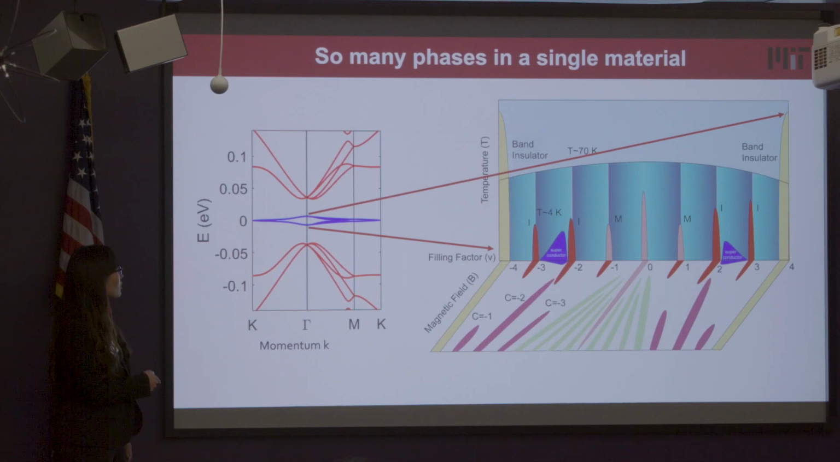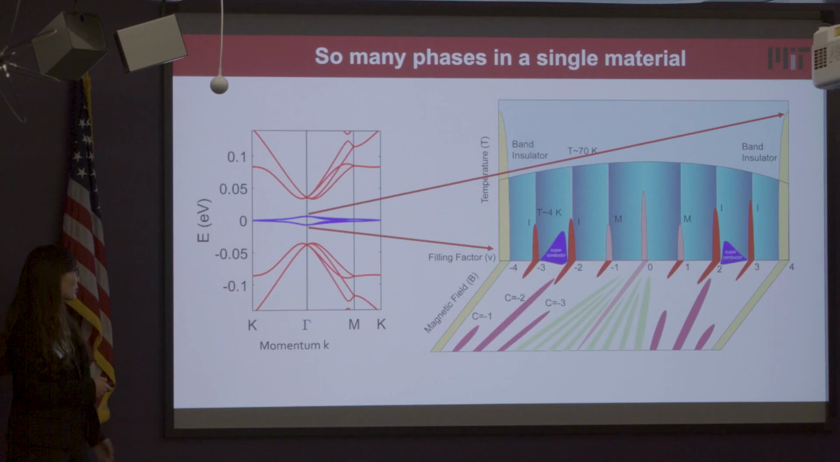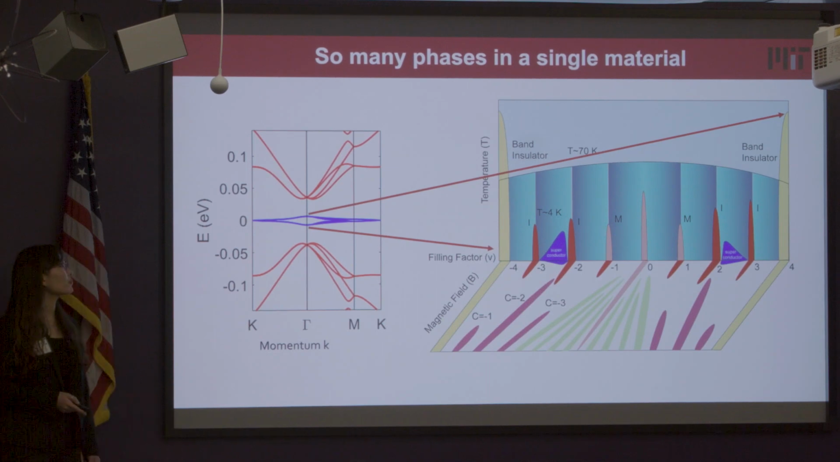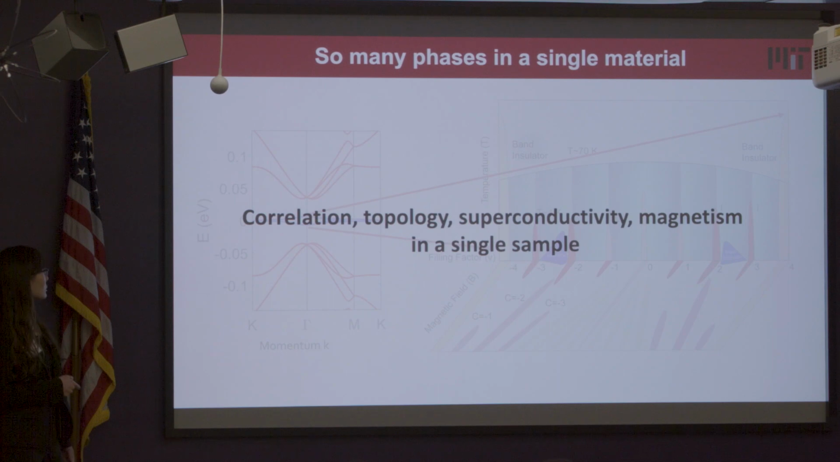The x-axis is again the charge density in the system, along with temperature and magnetic field. We have found superconductivity, insulator states, metallic states, some topological phases. And even, I guess, more surprisingly in some sense, we have also found magnetic phases in this all carbon-based material that doesn't have any magnetic ions in the system. So we can see that it's a nice platform to study correlation, topology, superconductivity, and so on in a single sample.